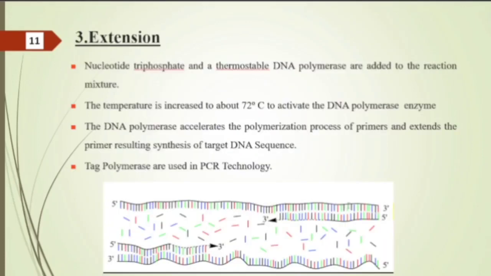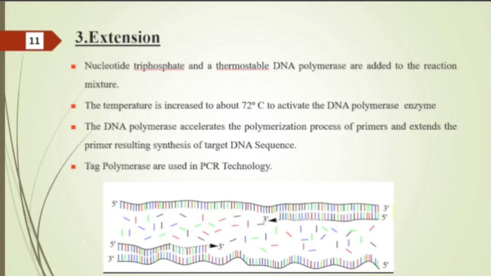Next, third step, extension. Nucleotide triphosphates and a thermostable DNA polymerase are added to the reaction mixture. The temperature is increased to about 72 degrees centigrade to activate the DNA polymerase enzyme. The DNA polymerase accelerates the polymerization process of primers and extends the primer, resulting in synthesis of the target DNA sequence.